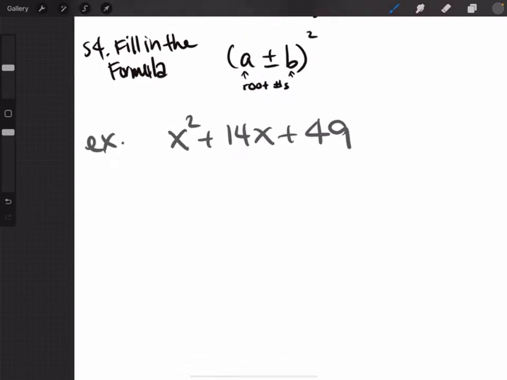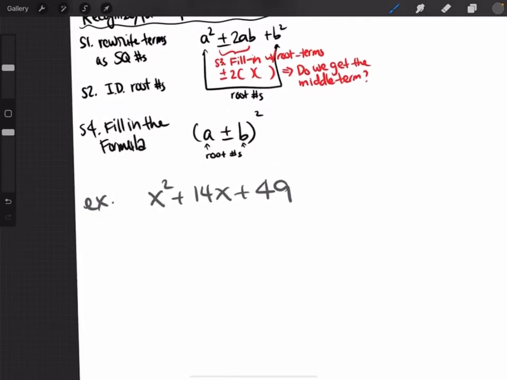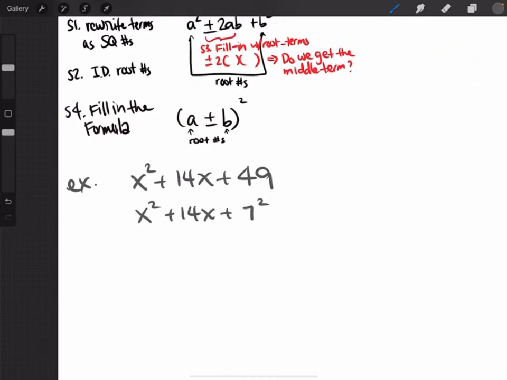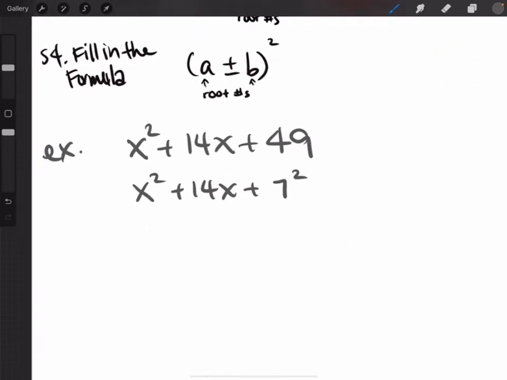Step 1 is rewrite the terms as square numbers. So we've got to rewrite that, just the first and the last, not the middle. Step 2, identify the roots. These are the roots right here, the root numbers. Let's give them a name. That's your A and that's your B.